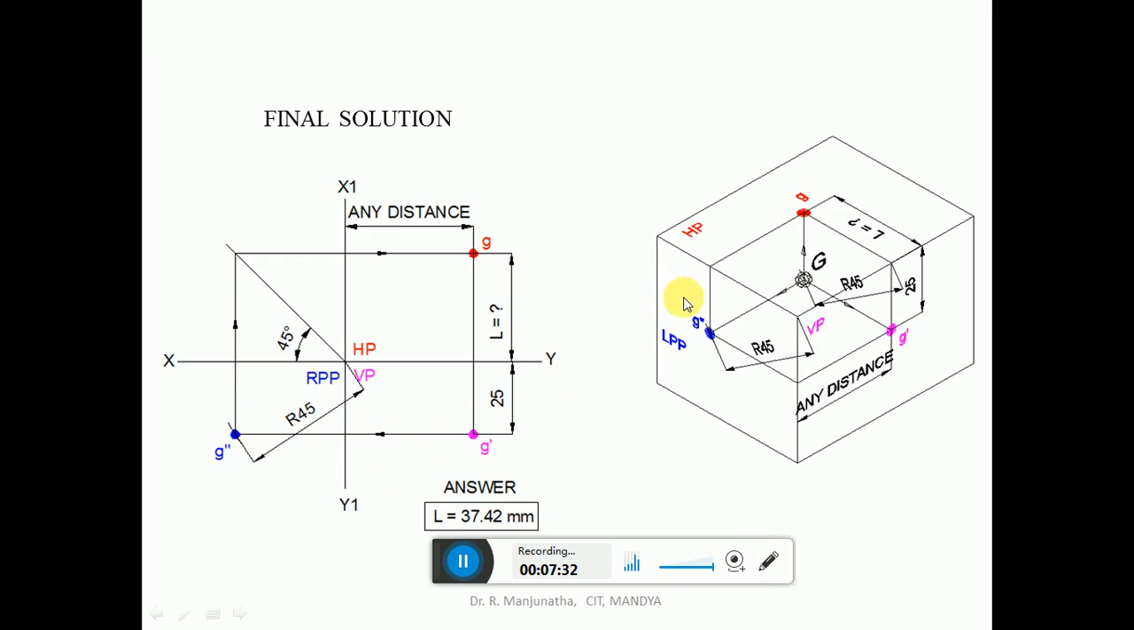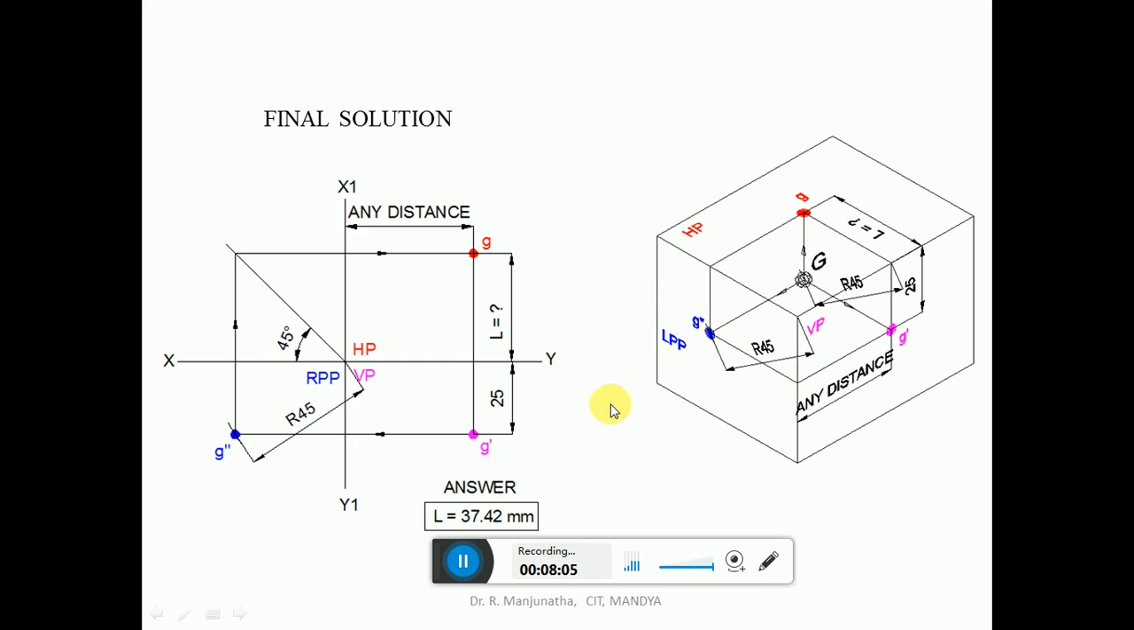Then we know the shortest distance from the intersection of HP and VP is 45 mm. So with this as center, take the radius of 45 by using the compass, and cut an arc on the horizontal projector drawn from G dash to the profile view, where it cuts the horizontal line, that is going to become G double dash. So this is going to be the side view. That means the front view and the side view both are going to be on the same line. When it is projected onto this, you get G dash and G double dash both in the same line.